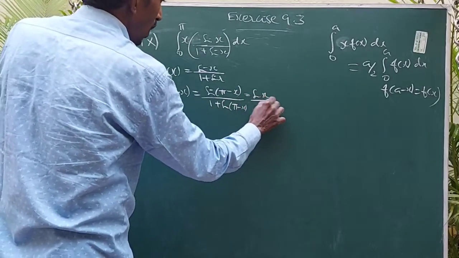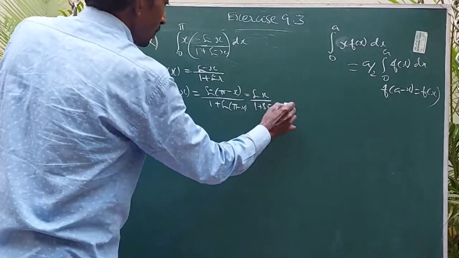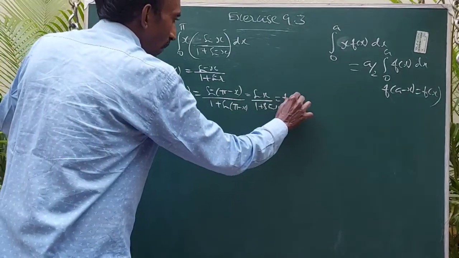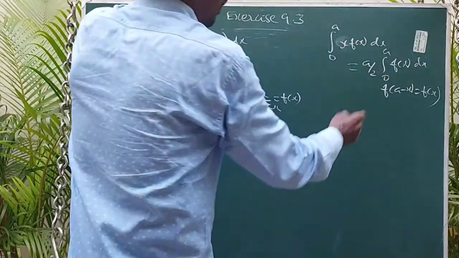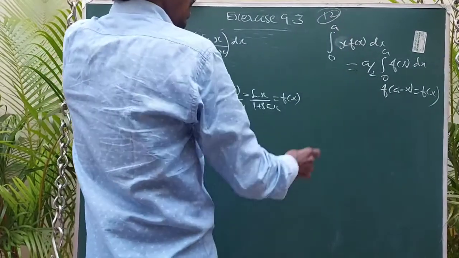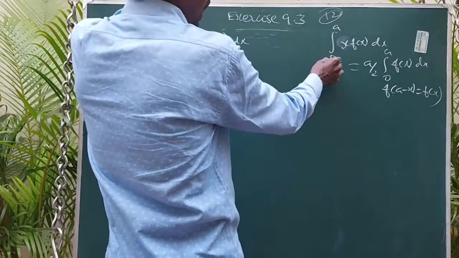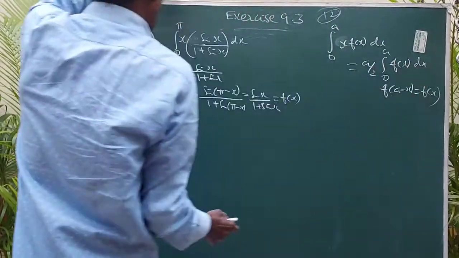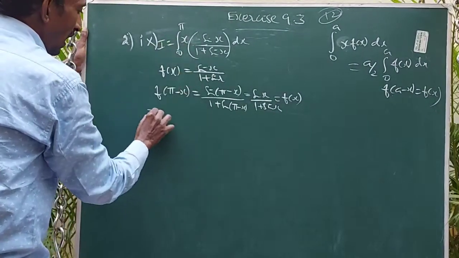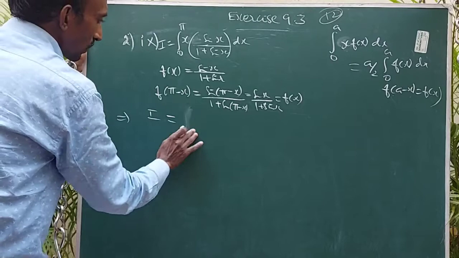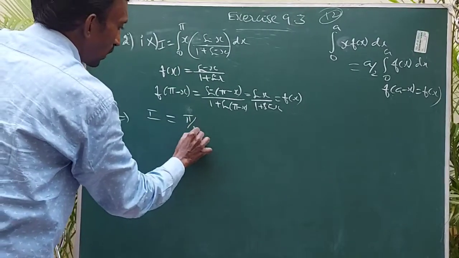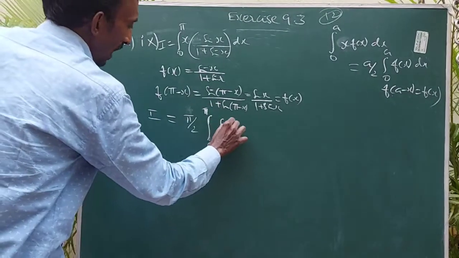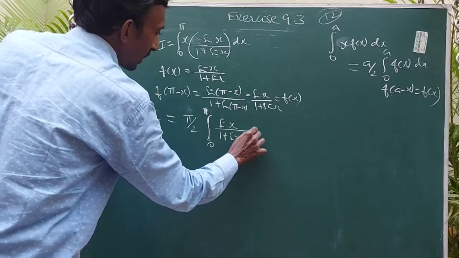So sin x by 1 plus sin x. Sin of 180 minus theta is sin theta. So f of pi minus x, that is f of a minus x, equals f of x. So according to property number 12, if f of a minus x equals f of x, then integral 0 to a of x f of x dx can be written as a by 2 integral 0 to a of f of x dx. So the given integral I can be written as a by 2, a is pi, so pi by 2 integral 0 to pi of f of x, sin x by 1 plus sin x dx.